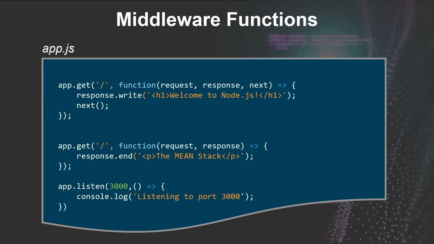Middleware functions have access to the request object, the response object, and the next function in the application's request-response cycle. Now, if the current middleware function does not end the request-response cycle, it must call the next function to pass control to the next middleware function. Otherwise, the request will be left hanging. You always want to avoid that from happening by terminating the request-response cycle like you see here.